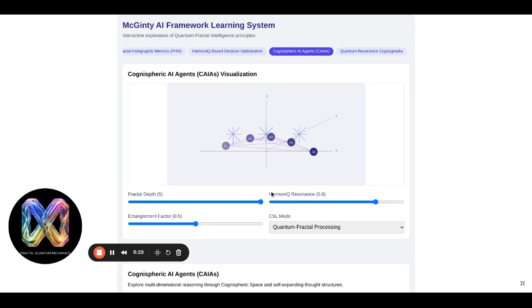When I increase the fractal depth, and the entanglement factor, watch how the connections form between the agents, enabling quantum resonant synchronization. This allows for decentralized intelligence that's greater than the sum of its parts. The agents share information not only through explicit messaging, but through quantum entanglement.